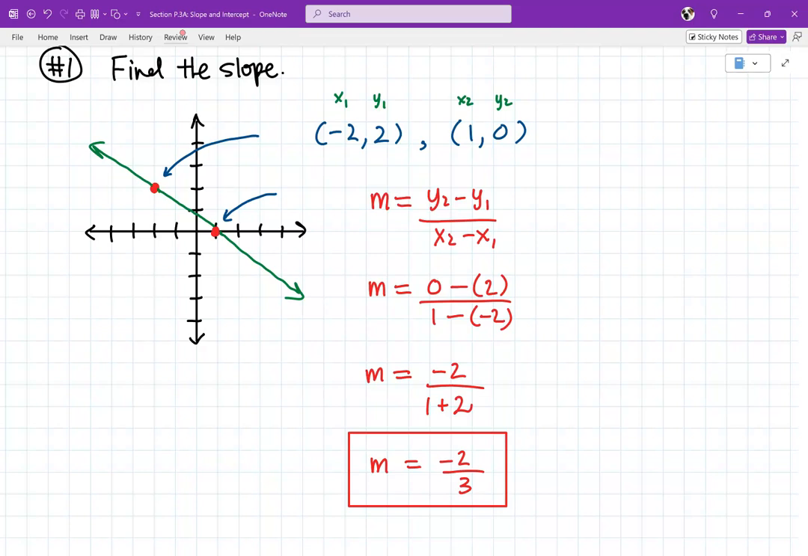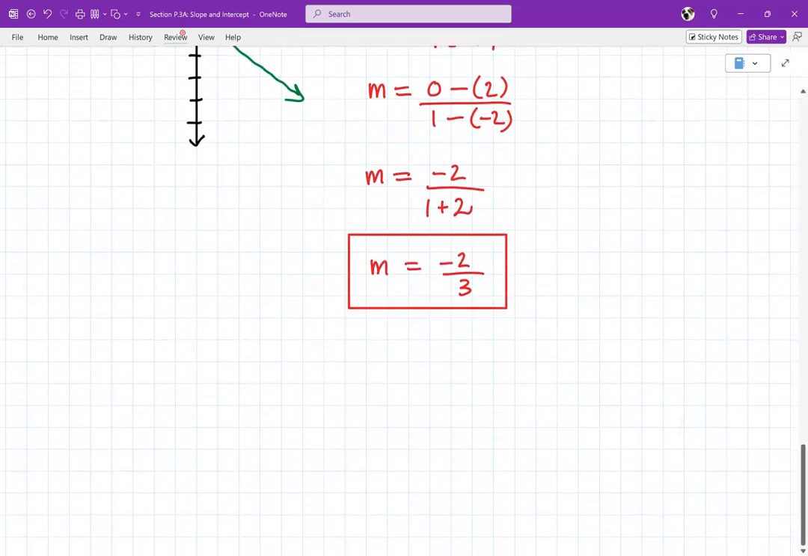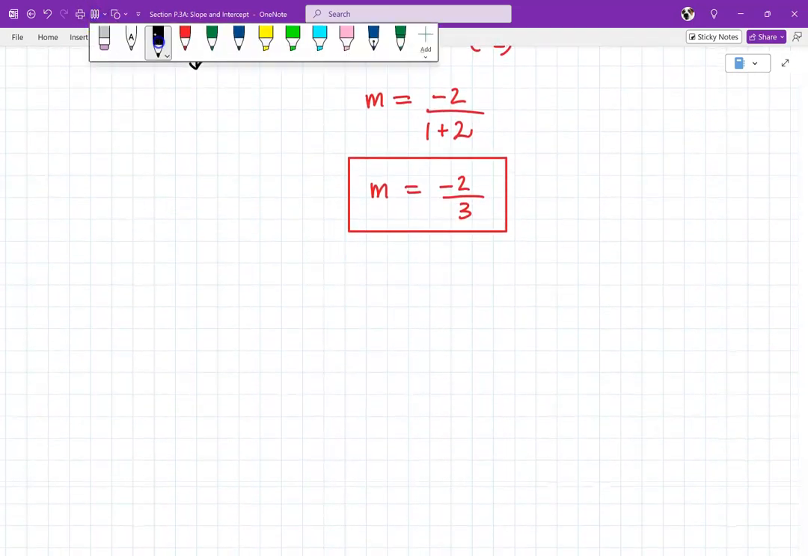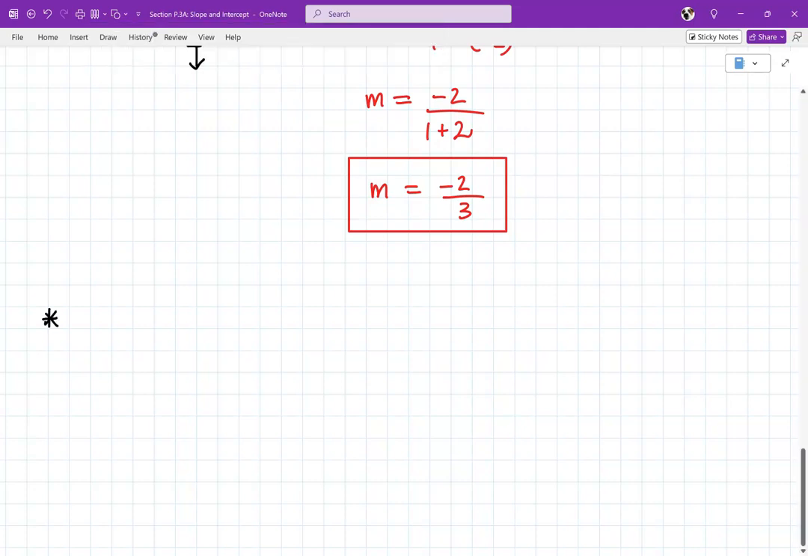So the last part is going to be a problem where they ask you to identify the x and y intercepts. Okay? The x and y intercepts. So first, let me introduce you guys to x and y intercepts. So what are intercepts?